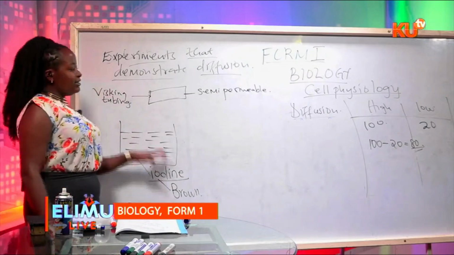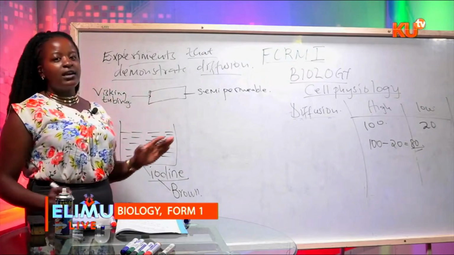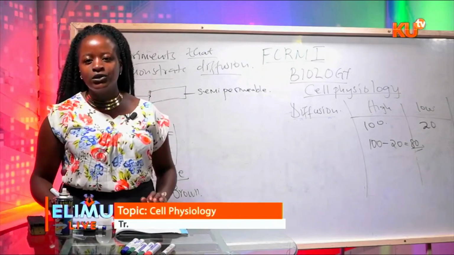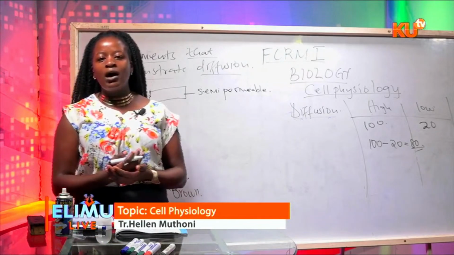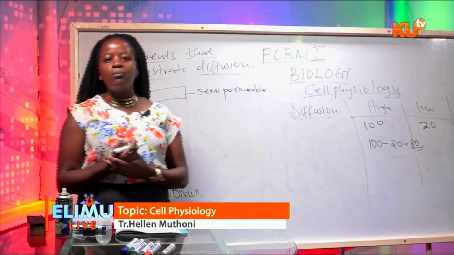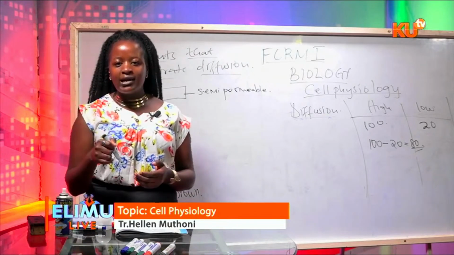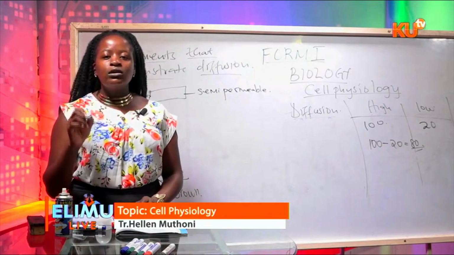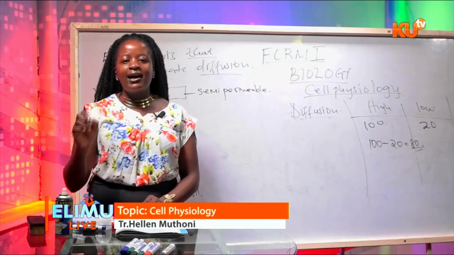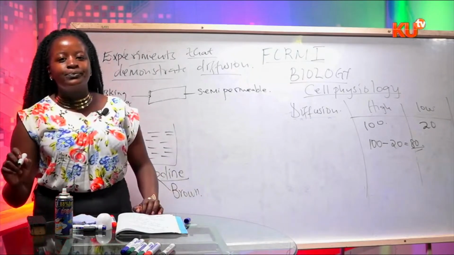Then in this experiment, what will be put in the Visking tubing is a starch solution. Starch is a compound. It's an example of a complex carbohydrate. So when you mix starch with water, you get starch solution. Starch solution is white in color.